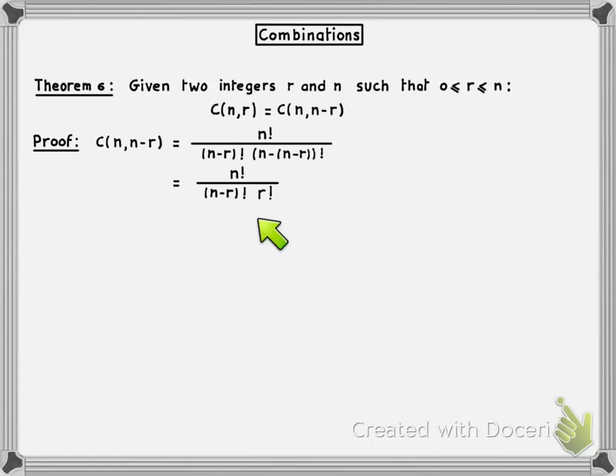Notice in the denominator we have a product of two terms, so we can simply switch the order of these two terms to get this new fraction, and this fraction is nothing but C(n,r). And this concludes the proof of our theorem.